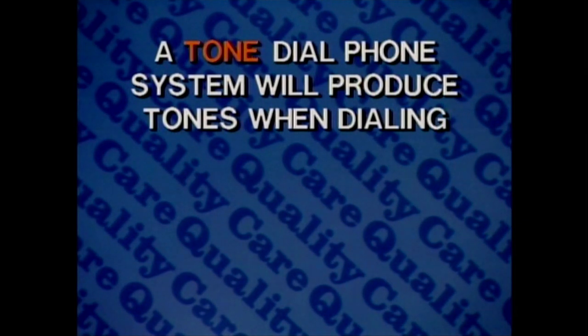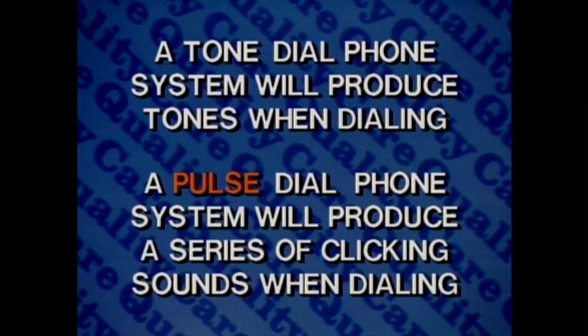In this module, you'll be given instructions on how to program the auto access cartridge for tone or pulse dialing. A tone dial phone system will produce tones when dialing that sound like this. A pulse-dial phone system will produce a series of clicking sounds when dialing that sound like this.